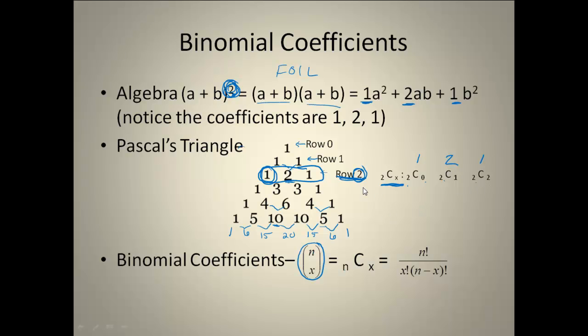Now you can imagine down here in row 4, to get the 1, we would have 4 choose 0. To get the 4, you would have 4 choose 1. And if you don't believe me, you can try it on your calculator, but 4 combination 1 will give you a 4 back. To get the 6, we would have 4 choose 2. That would give us our 6. And then 4 choose 3 would give us this next 4, and 4 choose 4 would give us that 1.